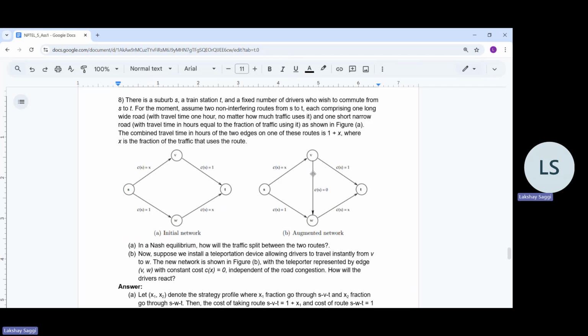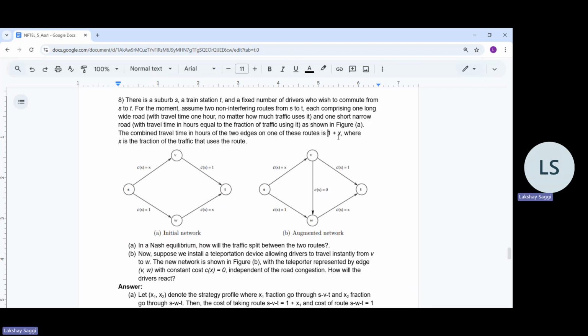So we saw that here everyone's taking 90 minutes. To help everyone reach the destination faster, we leave these roads as they are, but we install an additional road now. This additional road is much faster. It instantly teleports you from V to W. And now we see what happens to the Nash equilibria in this kind of case.